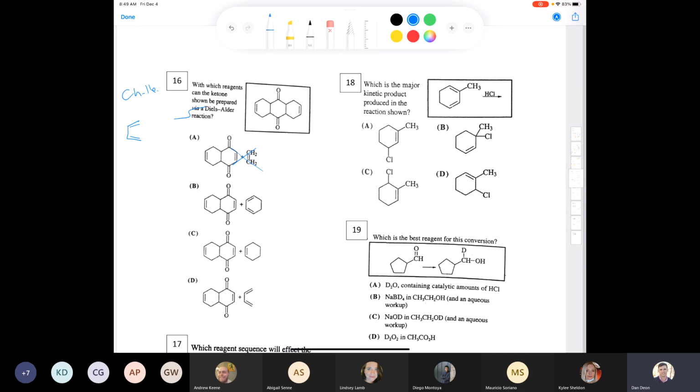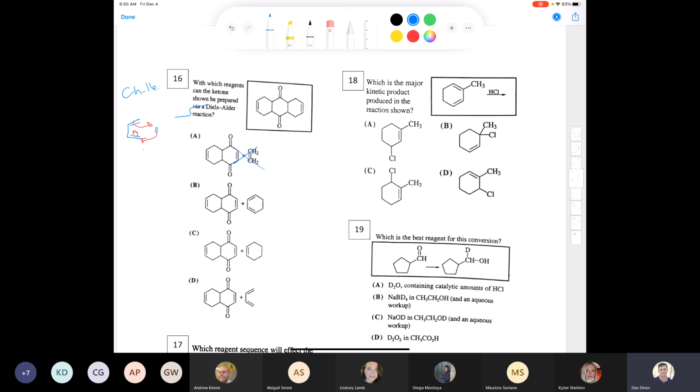If you forgot the Diels-Alder reaction, it's something like this. So you draw your curved arrows like this. That's going to give you, my last curved arrows are kind of wonky, but you get the idea. There you go. So that's a Diels-Alder reaction.